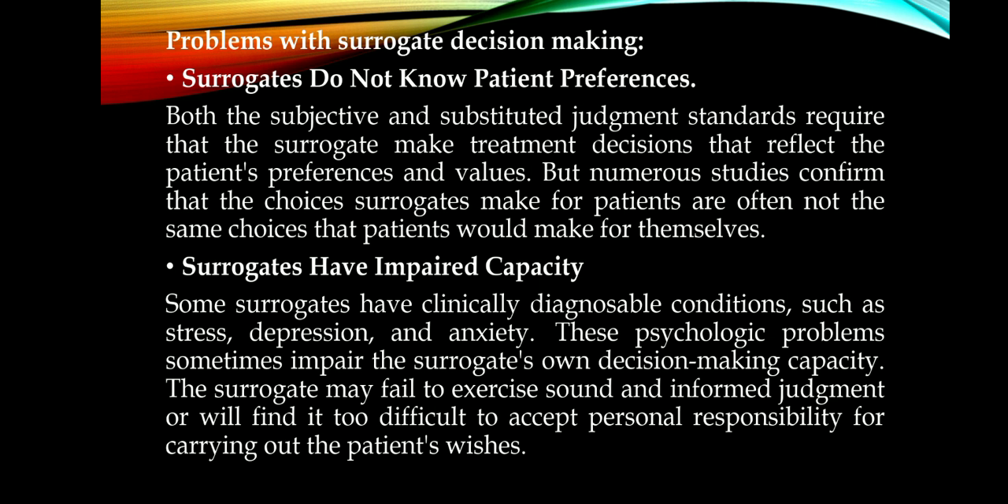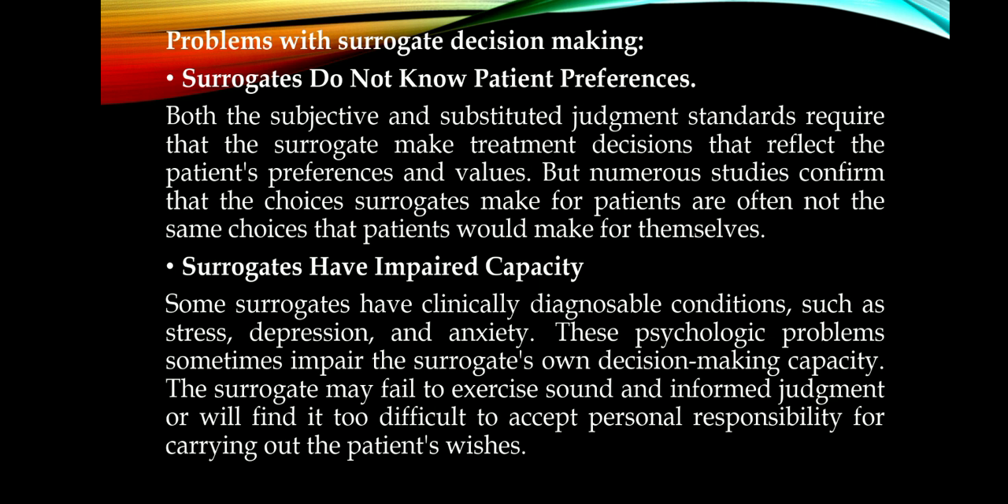Second one, surrogates have impaired capacity. Some surrogates have clinically diagnosable conditions such as stress, depression and anxiety. These psychological problems sometimes impair the surrogate's own decision making capacity. The surrogates may fail to exercise sound and informed judgment, or will find it too difficult to accept the responsibility for carrying out the patient's wishes.